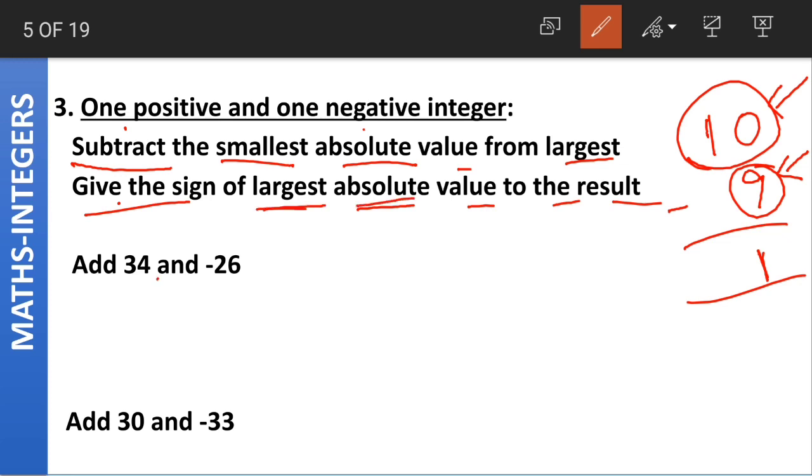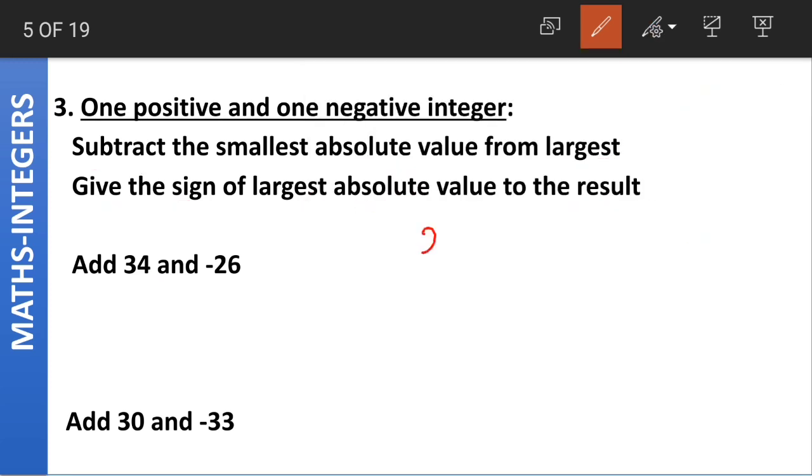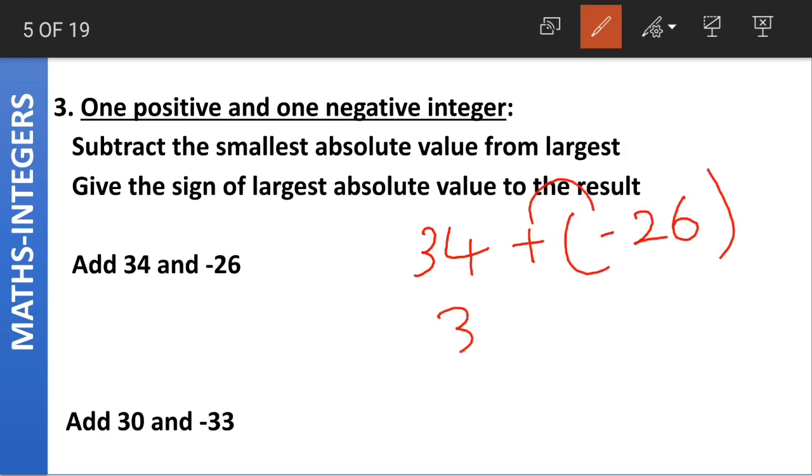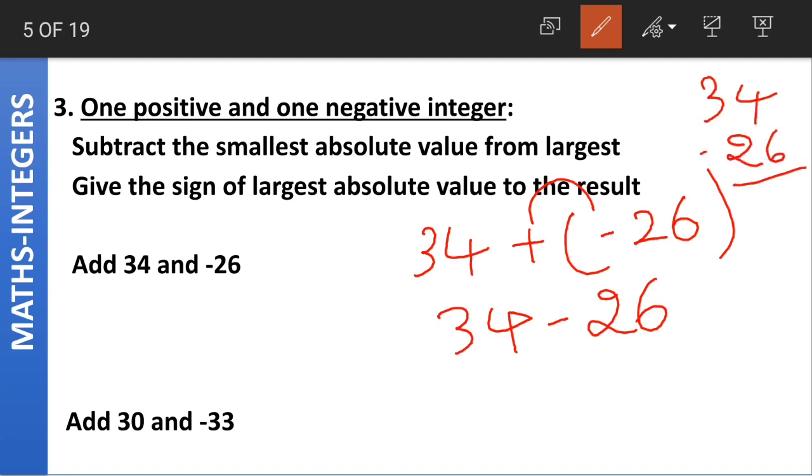Let us look at the first example here. We have to add 34 and minus 26. Now how will we write this? 34 plus of minus 26. Again, plus into minus becomes what? Plus into minus becomes minus. 34 minus 26. Now what will the answer of 34 minus 26 be? 34 is the greater number, 26 is the smaller number. We subtract these two. What will the answer be? 8. And coming to the sign, which of both the numbers has the largest absolute value?